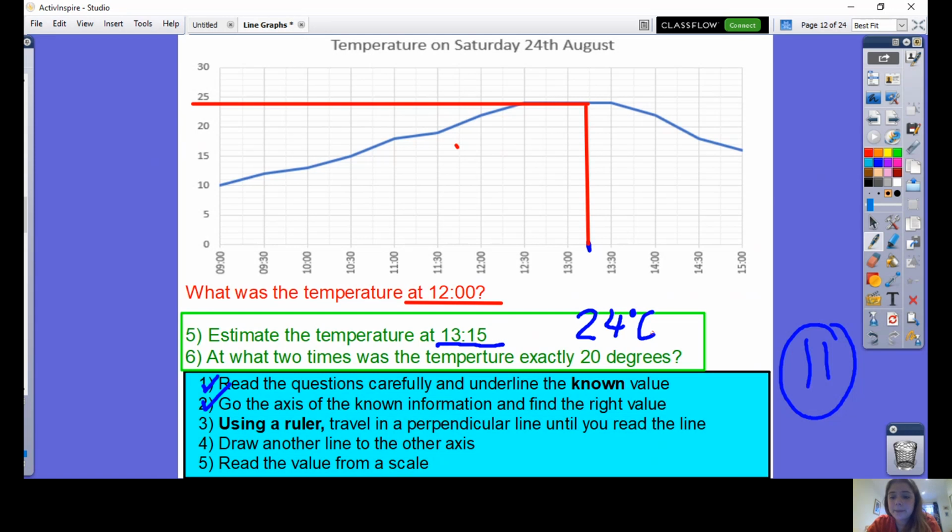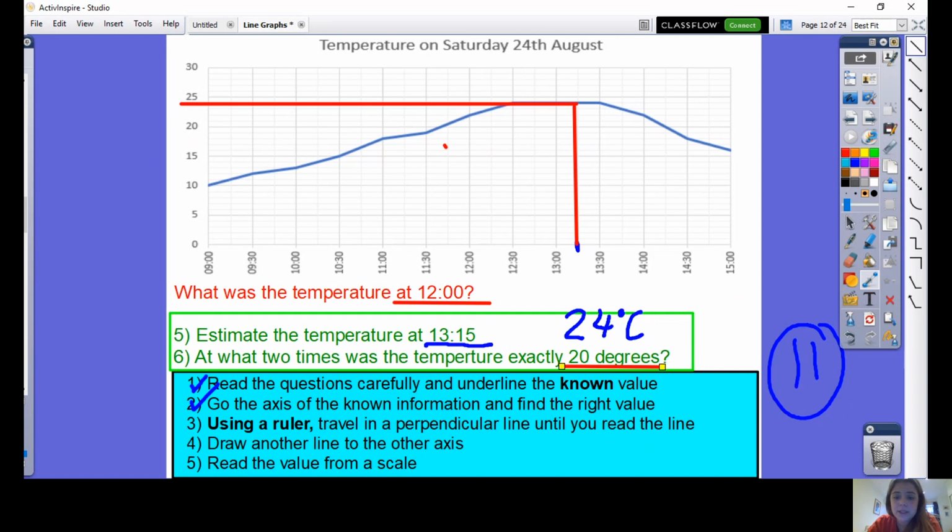Okay, at what 2 times was the temperature exactly 20 degrees? My known value there is 20 degrees, so I go to 20 degrees, but here I'm asked for 2 values, so it's that time there, but also that time there. Can you see how my line goes through 2 different times? So I'll need on my answer sheet this time and this time.